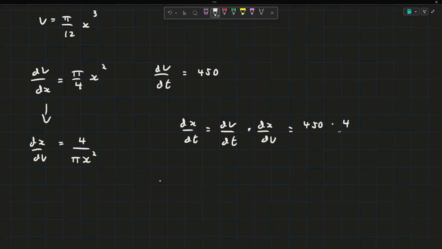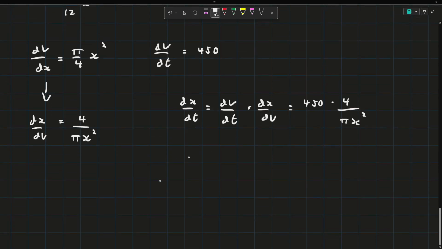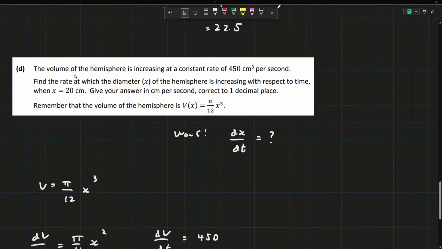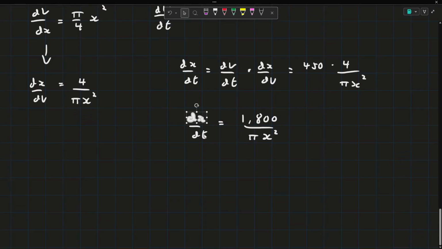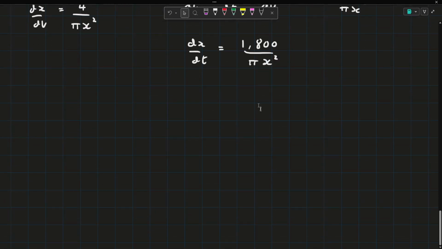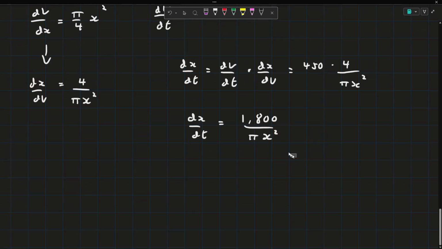So now dx over dV, that's 4 over pi x squared. So that basically means that dx over dt is equal to this thing. So 450 times 4, that's 1,800, I believe, over pi x squared. So now we know what dx over dt is, and we're told to find what that is. So the rate at which the diameter is increasing with respect to time, that's change in diameter over change in time, when x is 20. So all we have to do now is replace that x with 20.